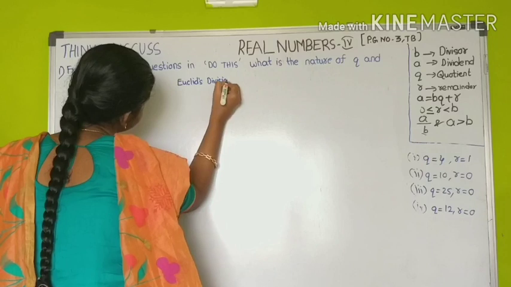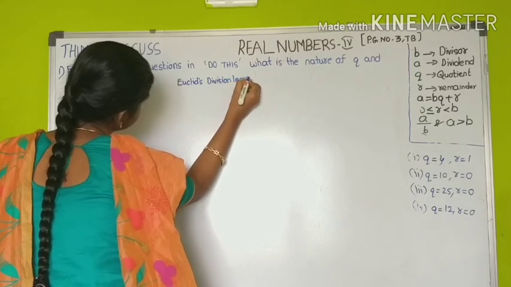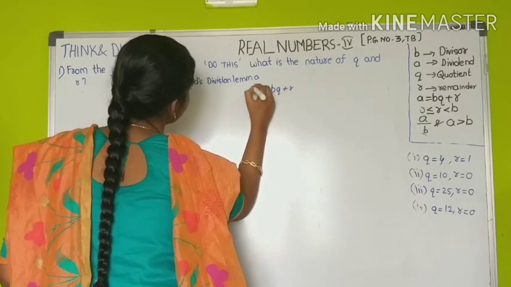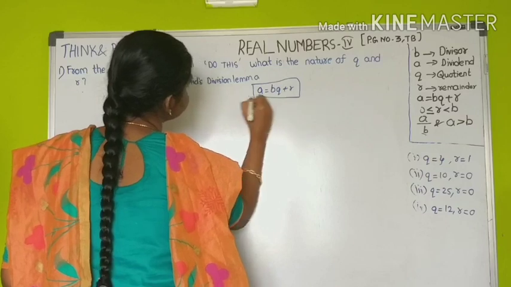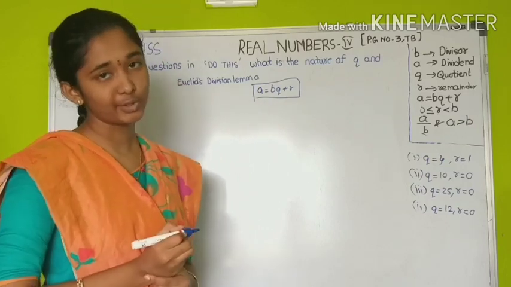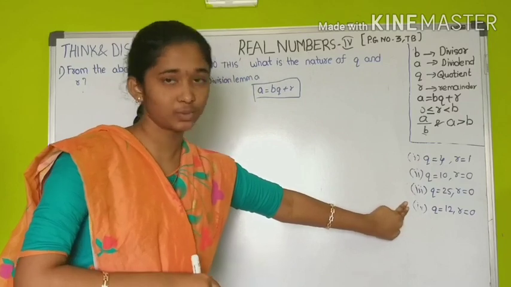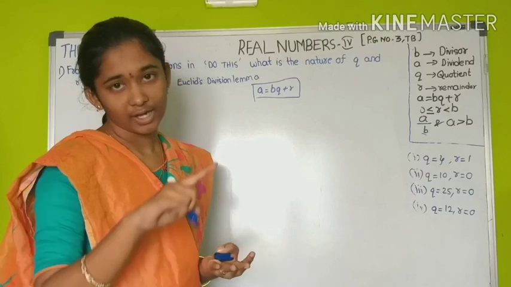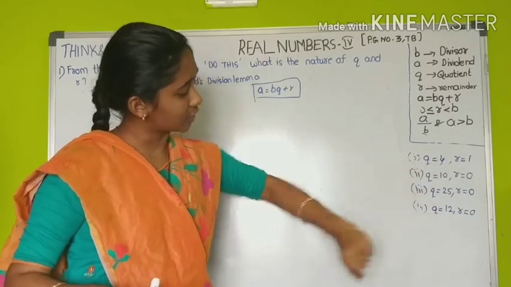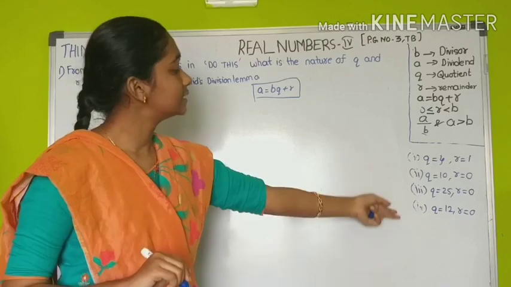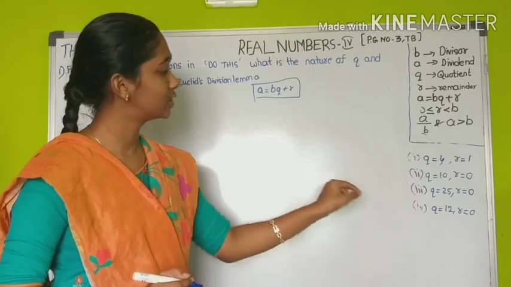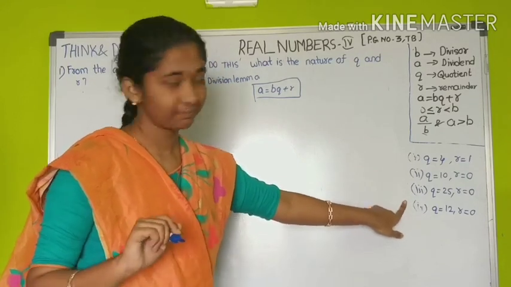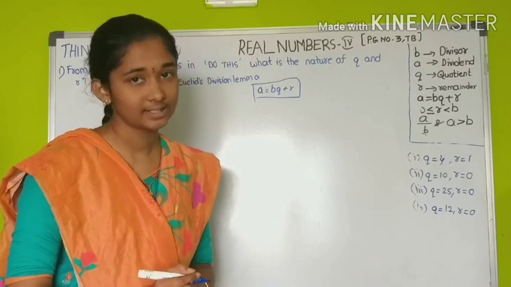That is, A is equal to B into Q plus R, and draw a box. And now, from all the values of Q and R in all the 4 questions from Do This, the values of Q are 4, 10, 25 and 12. You can all see that 4, 10, 25 and 12 are all positive numbers, which shows that Q is always greater than 0. And Q here never becomes 0.